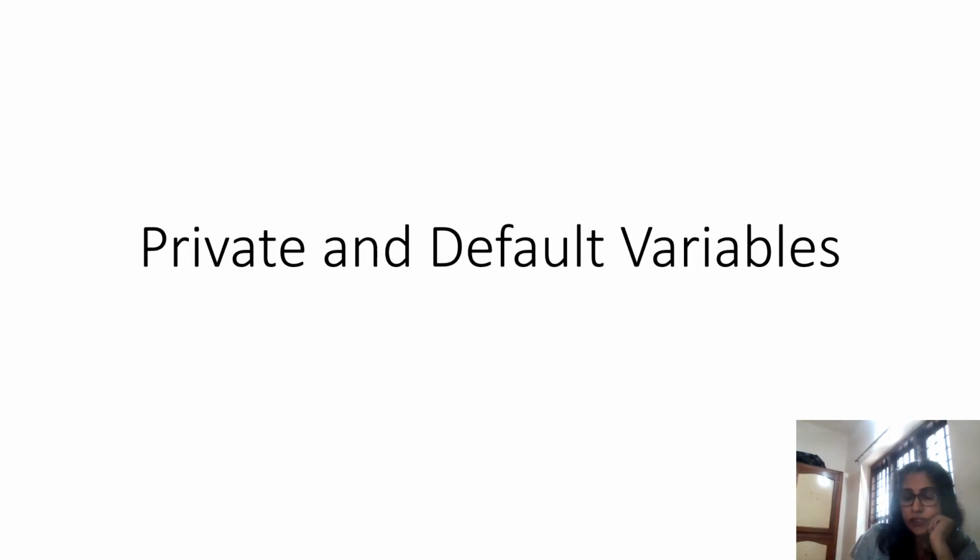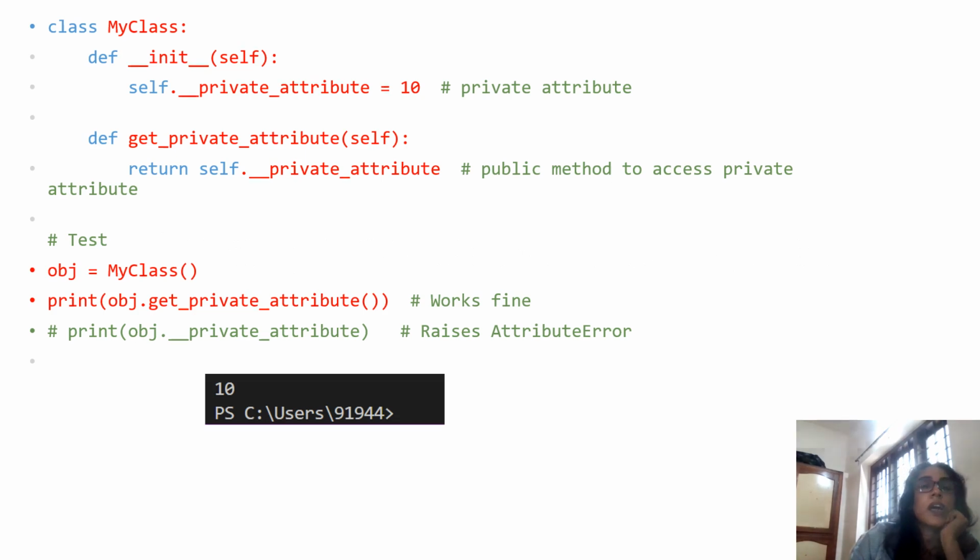Hello guys, in this video we will discuss the private variable and the default variable. And in this program we will see what a private variable is and how it is created. As we studied in the previous videos, the private variable is created by using an underscore in front of the variable declaration inside the constructor. So here the private attribute with the value 10 is declared.